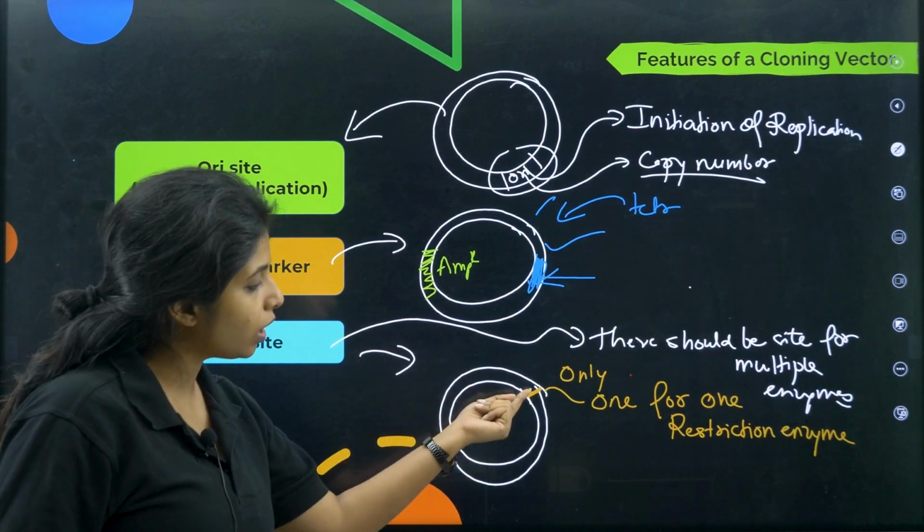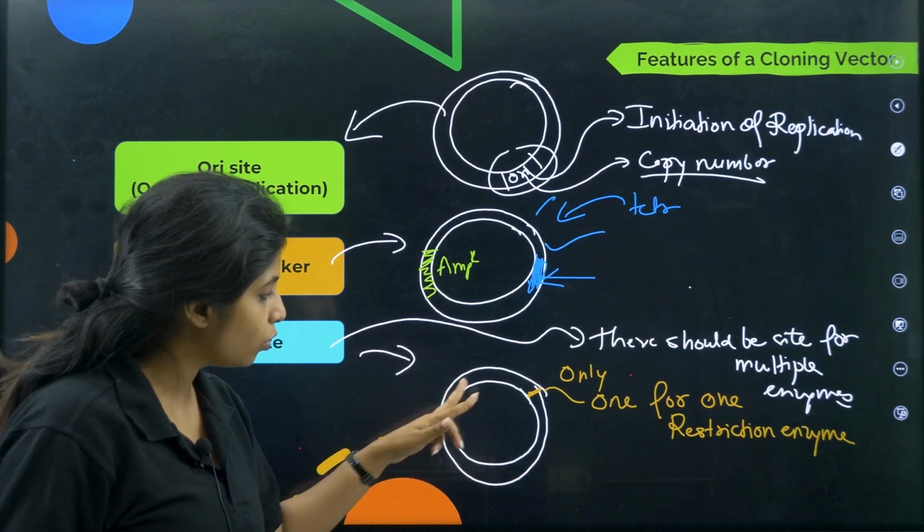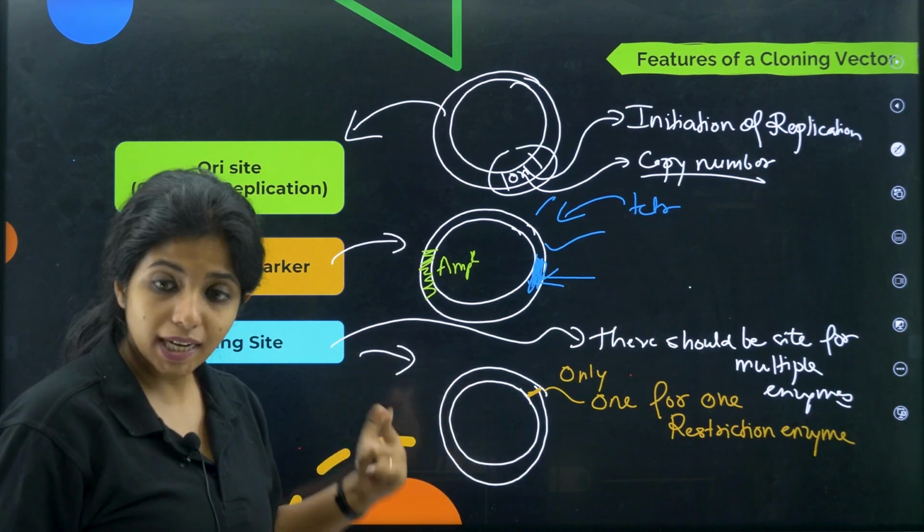Why, children? Because suppose EcoR1 has sites over here, here, and here. What will happen? Your whole plasmid will get cut. That's a big problem.